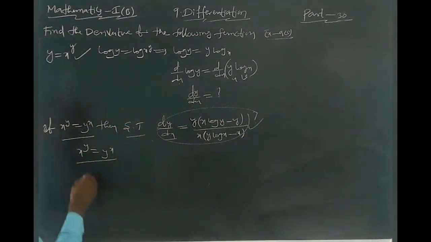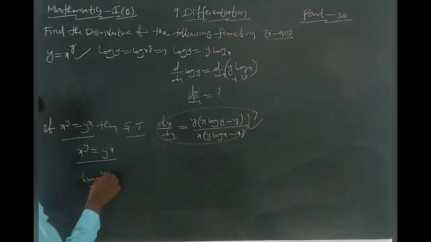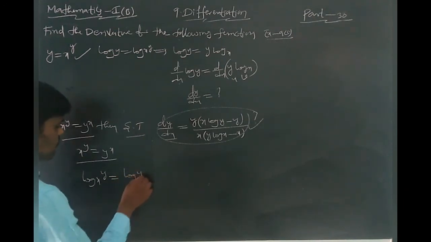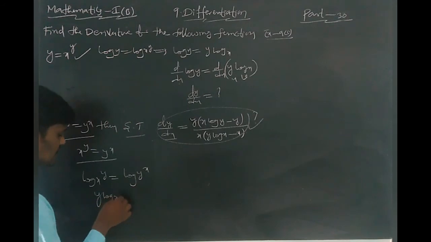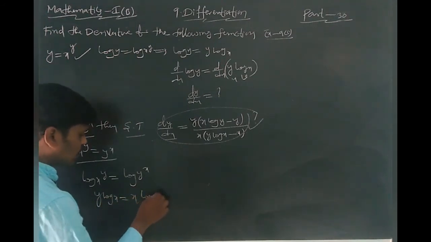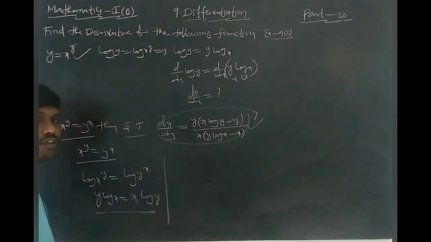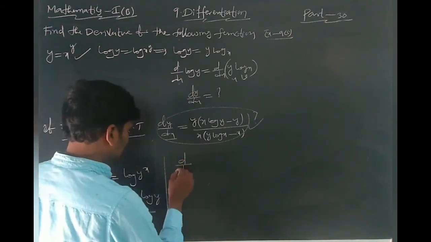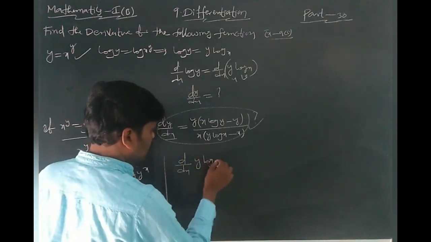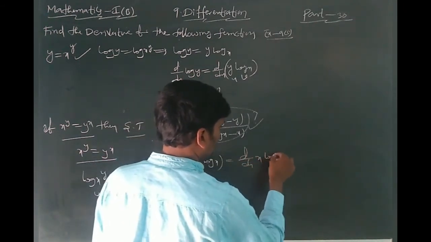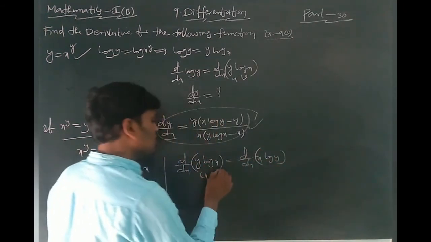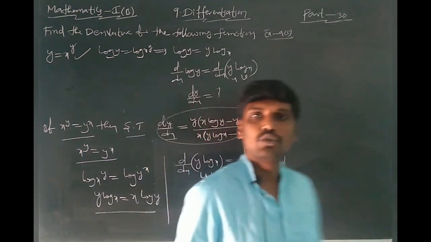That's why you can write what here? Log x power y equal to log y power x. Using m into log a, y into log x is equal to x into log y. After that, take the derivative on both sides with respect to x: d by dx of y into log x is equal to d by dx of x into log y. Here you can use the UV formula. Here also you can use the UV formula.